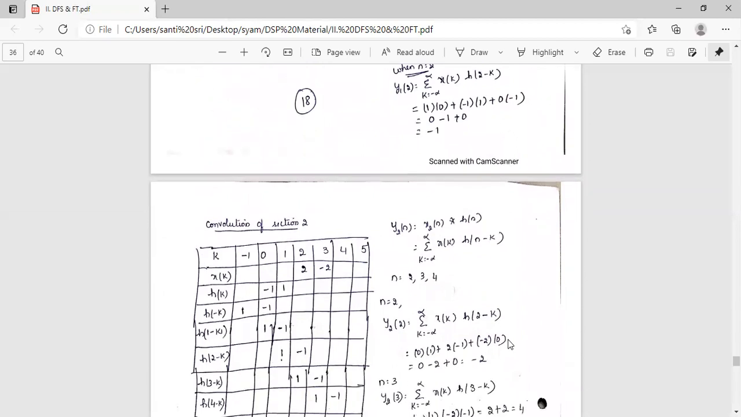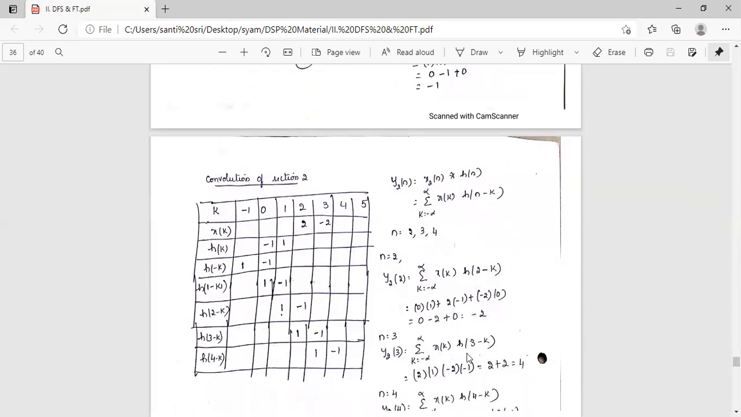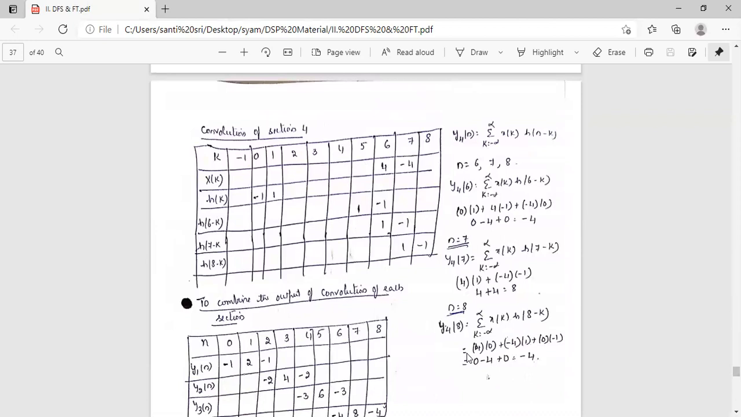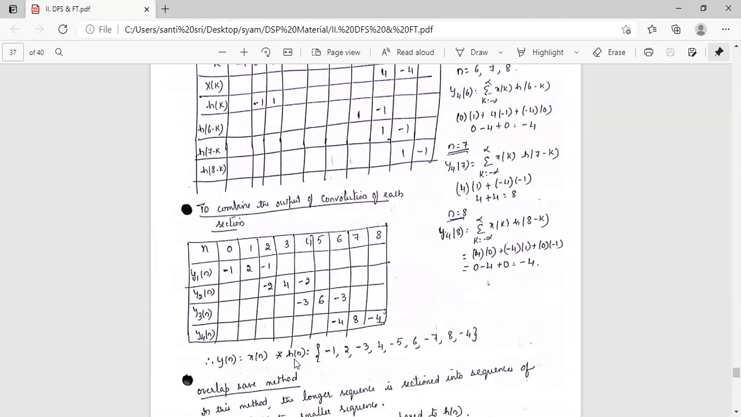In the same manner, we can find out the convolution of section 2, or by using the multiplication method also we can find these values. Like this, for all sections we can find these values. After finding the 4 sections, we can add those values, giving y of 0 to y of 8. So finally, the linear convolution of the sequence x of n and h of n is minus 1, 2, minus 3, 4, minus 5, 6, minus 7, 8, and minus 4.